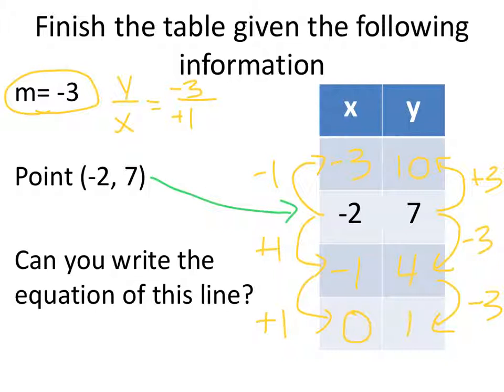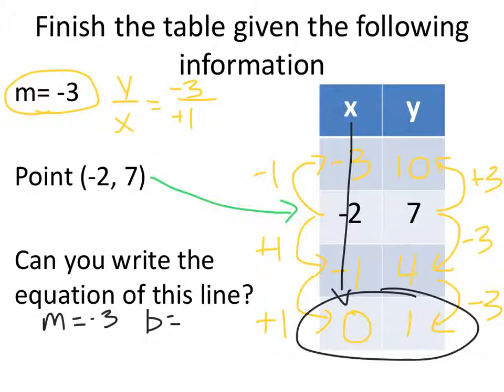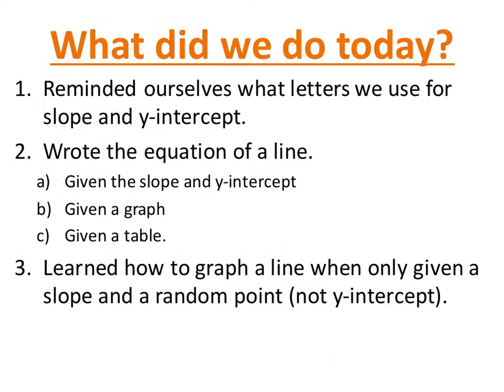Can we write the equation of this line? Do we know our m? Yep, that was given. Do we know our b? Is it in the table? Do you see it? Remember when x is 0? There it is. So our b is 1. Y is equal to negative 3x plus 1. We did it.